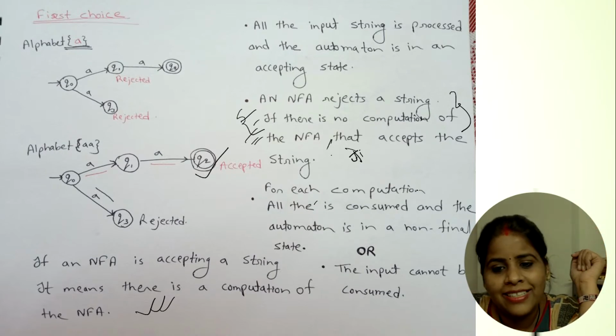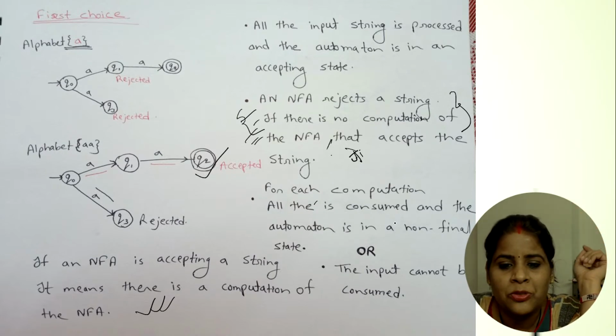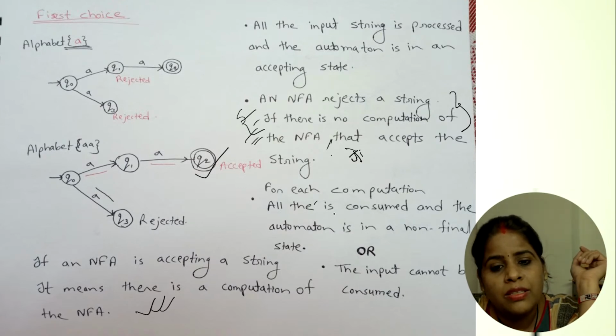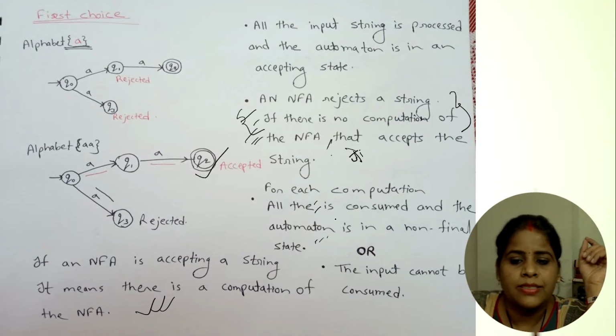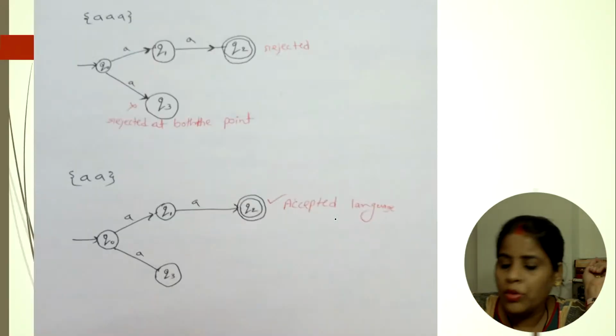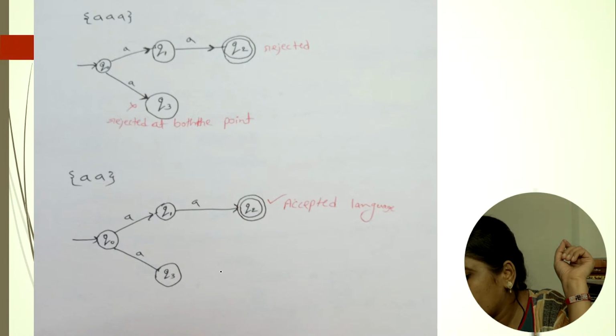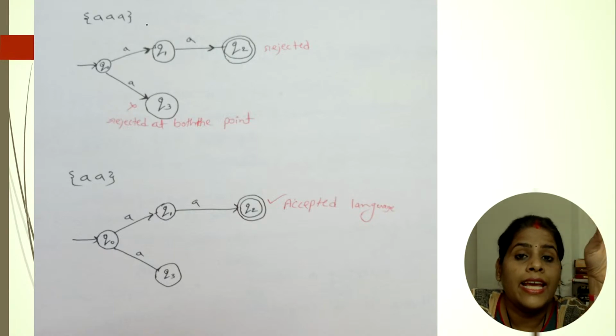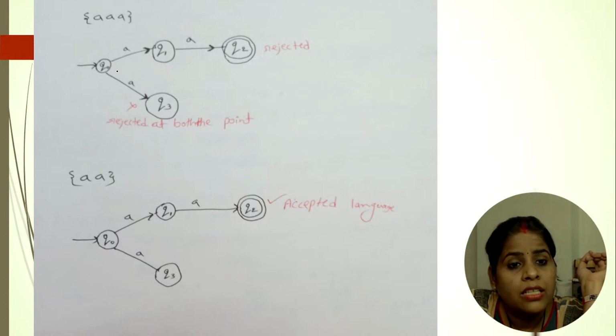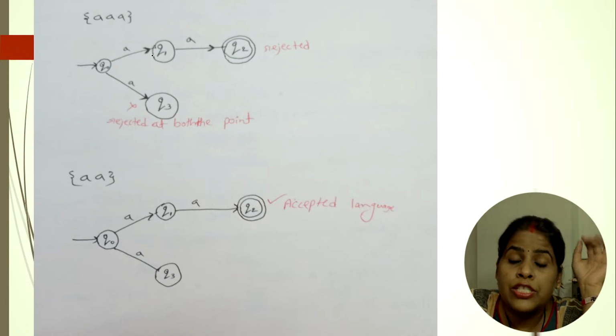ठीक है, तो ये क्लियर हो गया. मैं खुद थोड़ा कन्फ्यूज़ हो गई थी, मतलब सेंटेंस को पढ़ने का वे चेंज हो गया था. For each computation, all the input is consumed, and the automata is at a non-final state. Okay, now check that AAA, there is 3 A, and the NFA which accepts the language accepts the string AA double A.